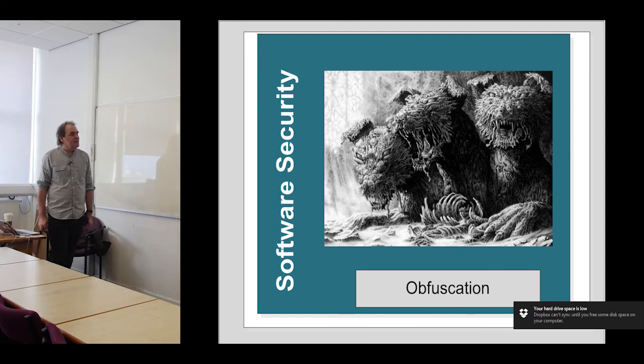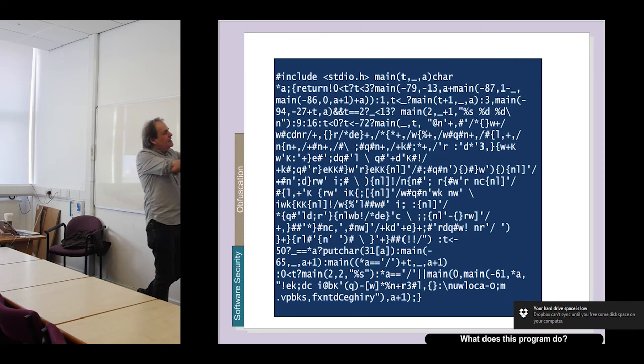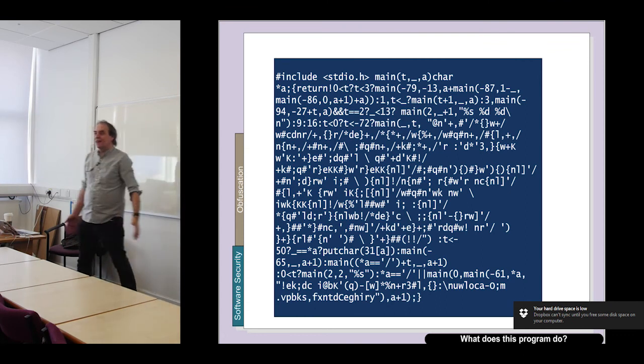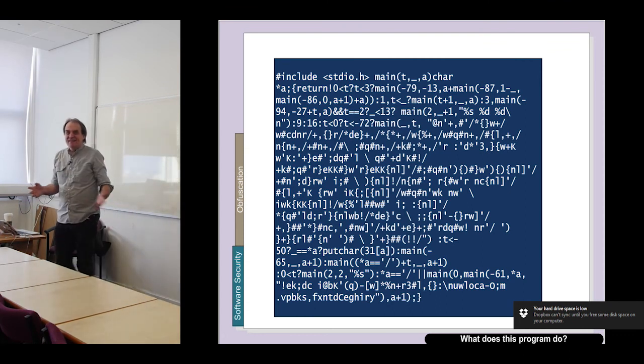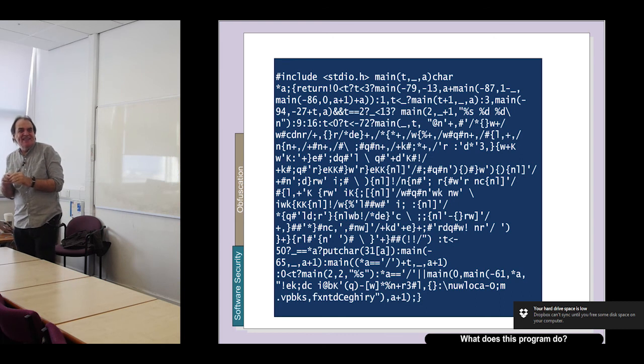So let's look at obfuscation and how obfuscation actually works and how we can make sure that our code is protected. So this is a C program. Can anybody see what that actually says or does?